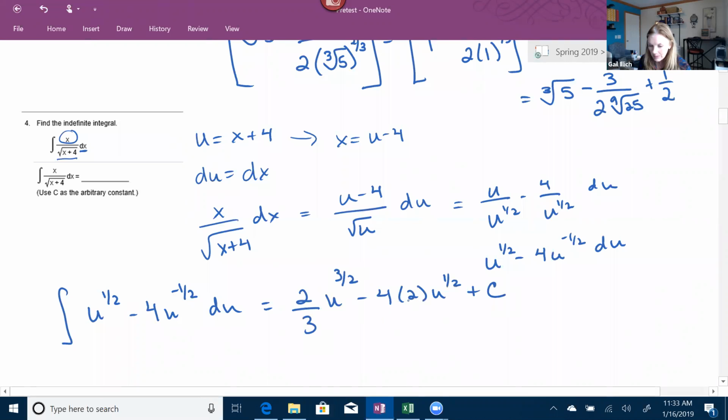And so you can simplify that to 8, but what you want to do now is re-express it in terms of x, because the original problem was in terms of x. So you'll replace what u was with x plus 4. So this is going to be 2/3 times x plus 4 to the 3/2 minus 8 times x plus 4 to the 1/2 plus c.